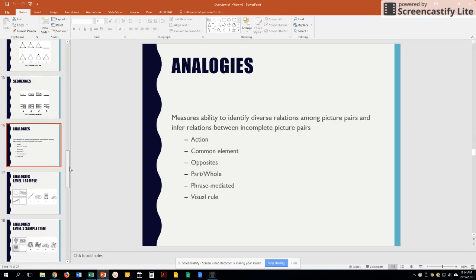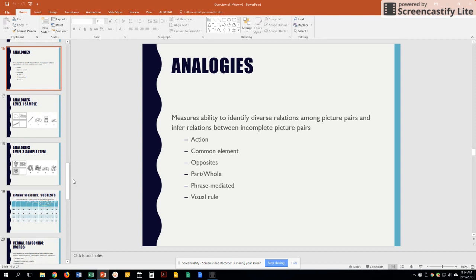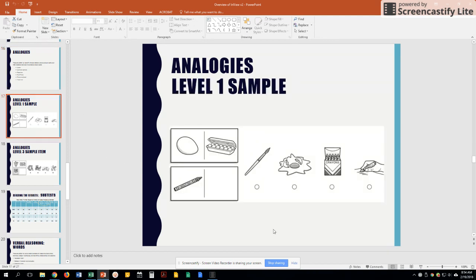In terms of analogies, normally we think about analogies as being something to do with words, but they also are really about identifying the relationships among picture pairs and making inferences about relationships in terms of incomplete picture pairs. For example, a basic level analogy, you have an egg. We know eggs go in egg cartons. You have crayons, and we know that crayons go in the crayon box. And remember, this is part of total nonverbal. This is a mathematical thinking process, not addition.